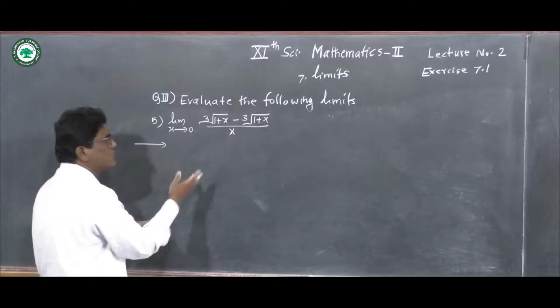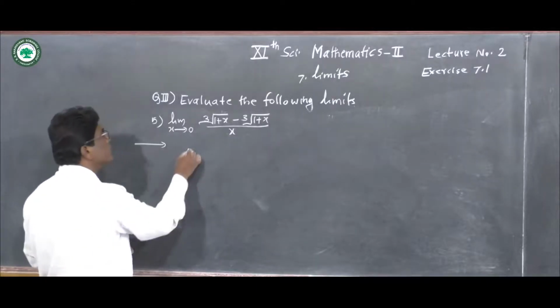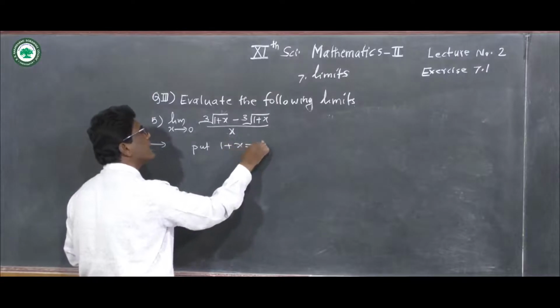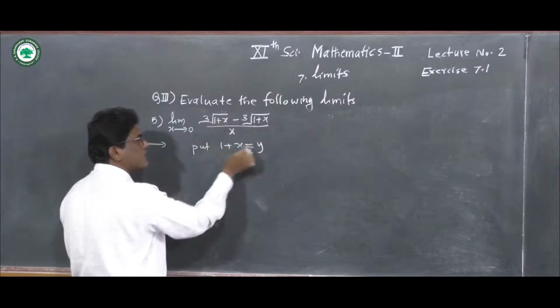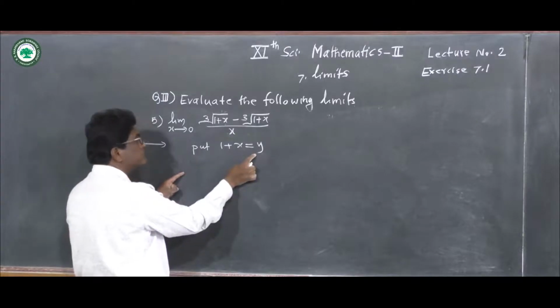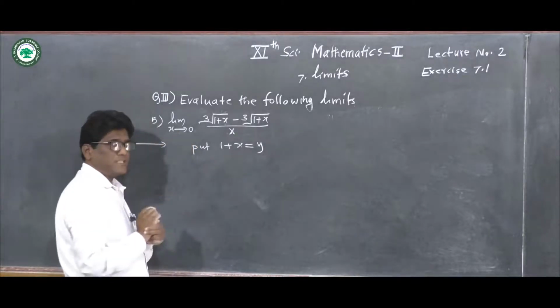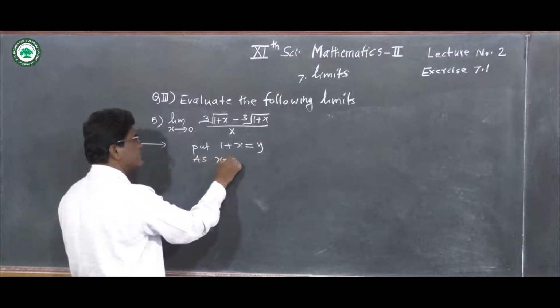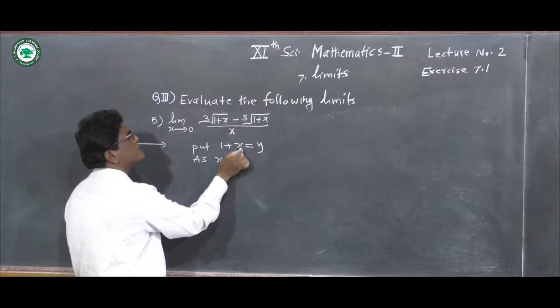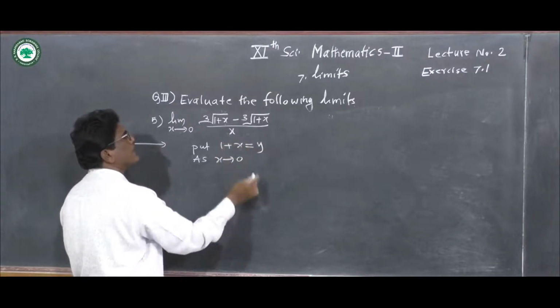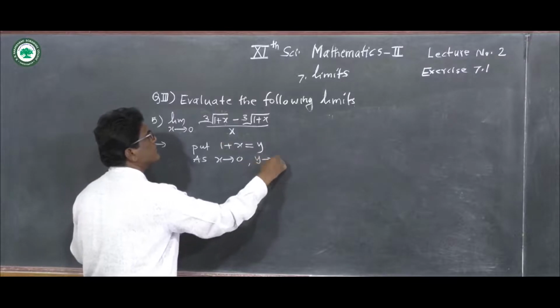Now here also we use the substitution method. Put 1 plus x as y. When we use the substitution method, we have to change the limit. As x tends to 0, put x equal to 0 in this equation: 1 plus 0 is 1. So we get y as 1, meaning y tends to 1.